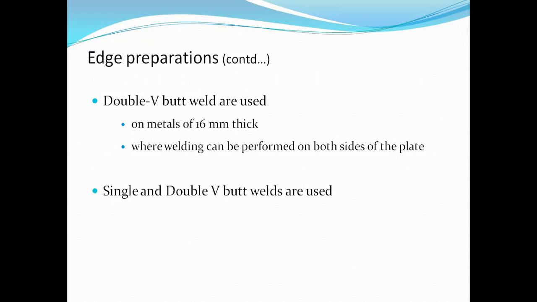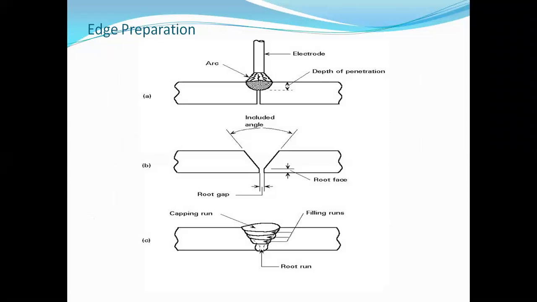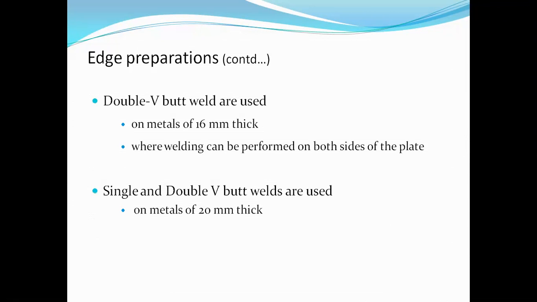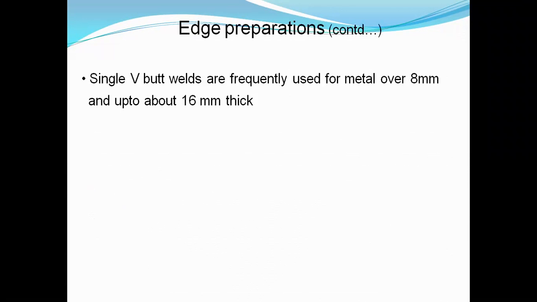Single and double U butt welds are used on metal of 20 mm thickness. All these types of edge preparations depend upon the thickness of the materials. If the metal is over 20 mm thick, we go for the single and double U butt welds. If it is 16 mm thick, double V butt welds are used.